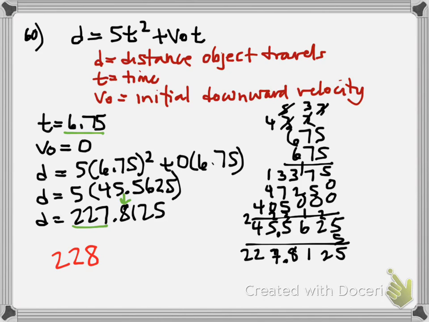Now we got to get a label on it. What would that label be? Yeah, distance in meters. Right in the directions. So, 228 meters. So, I'll add that to here. It did say distance the object traveled in meters.